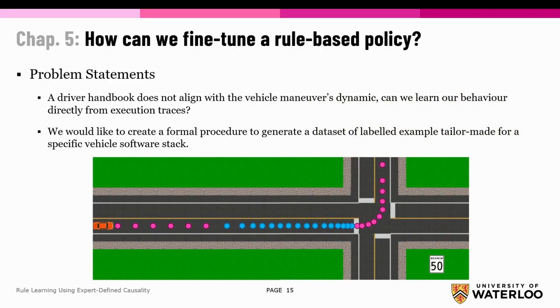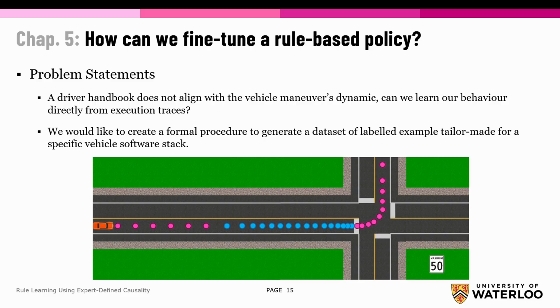So yes, at this point we have a procedure to learn the rules for a specific autonomous vehicle, but it still doesn't tell you how to fine-tune those rules. How can you find the threshold? Namely, when can you say, I need to switch from one behavior to another? This is not something you will find in the driver handbook, and it's going to be very costly if you do it in the real world.